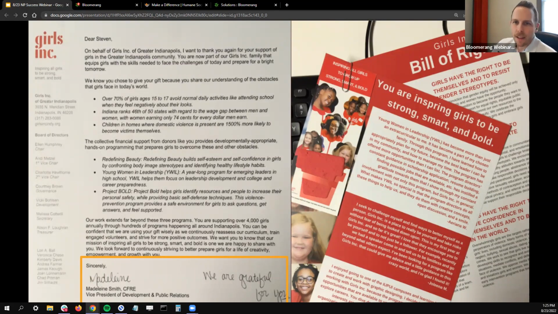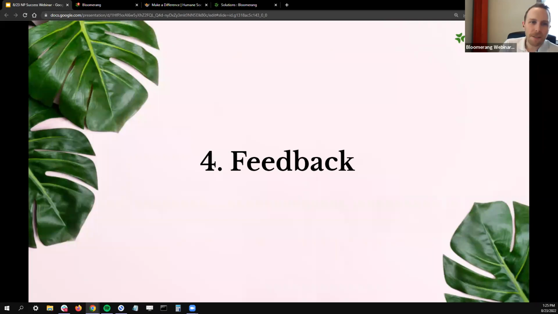So the fourth strategy is feedback. And this one I think is overlooked quite a bit in the nonprofit space, but be curious about donor motivation and soliciting feedback. Before I jump in, I actually have a really fun poll.